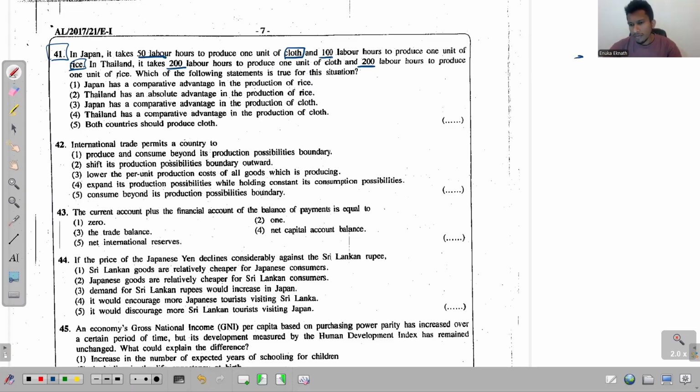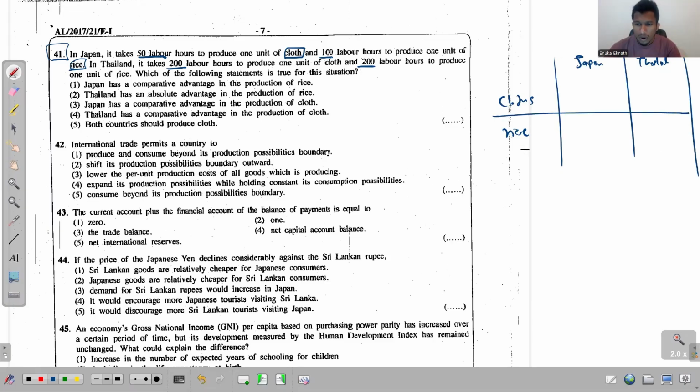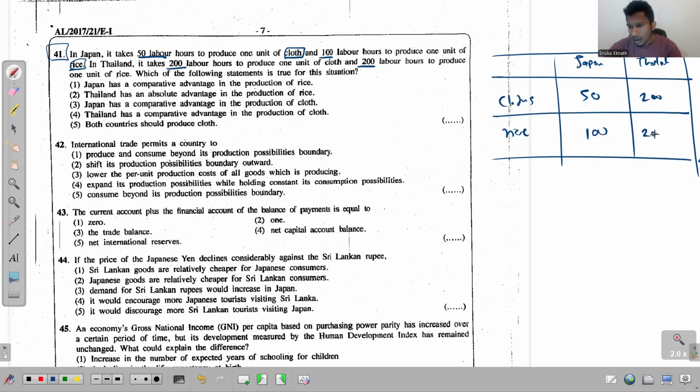So we have two countries, Japan and Thailand, and in these two countries, they produce clothes and also they produce rice. And in Japan, to produce one piece of cloth, it requires 50 labor hours and 100 labor hours to produce 1 unit of rice. And in Thailand, it takes 200 labor hours to produce clothes and another 200 labor hours to produce rice. So which of the following statements is true for this given situation?